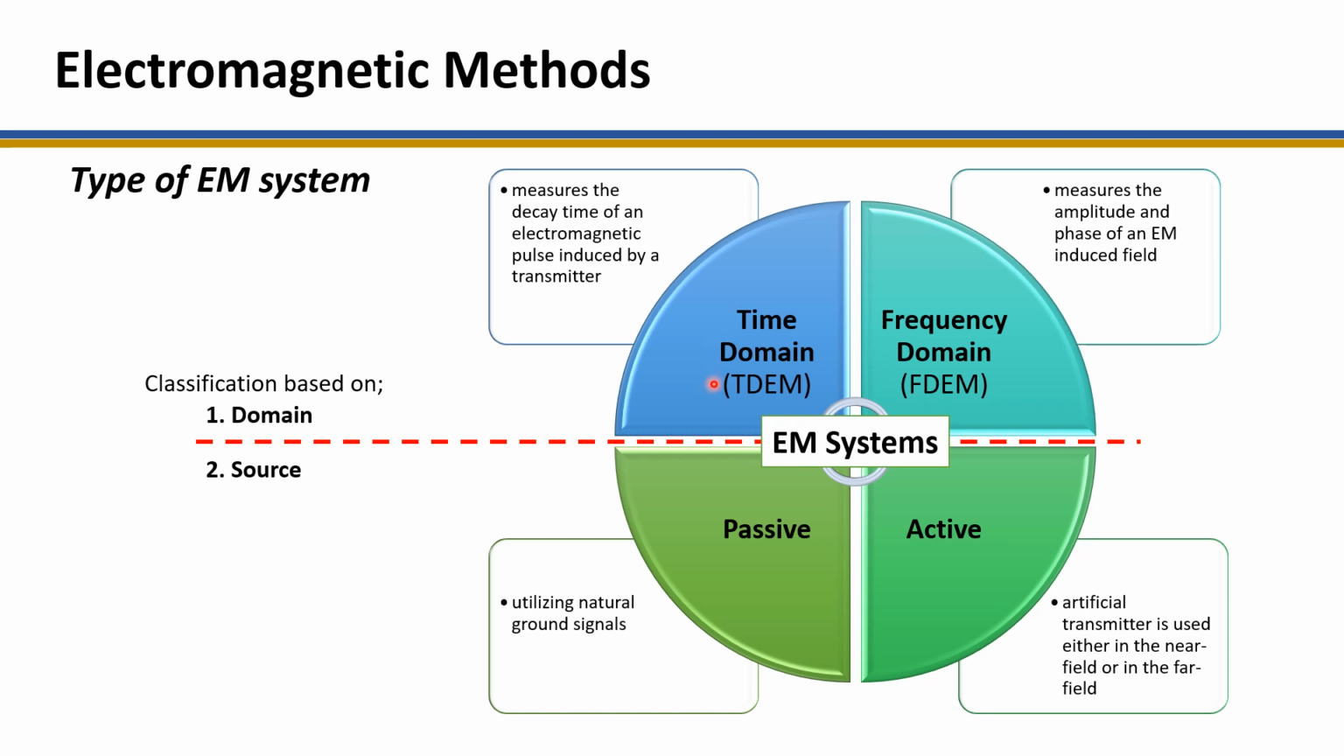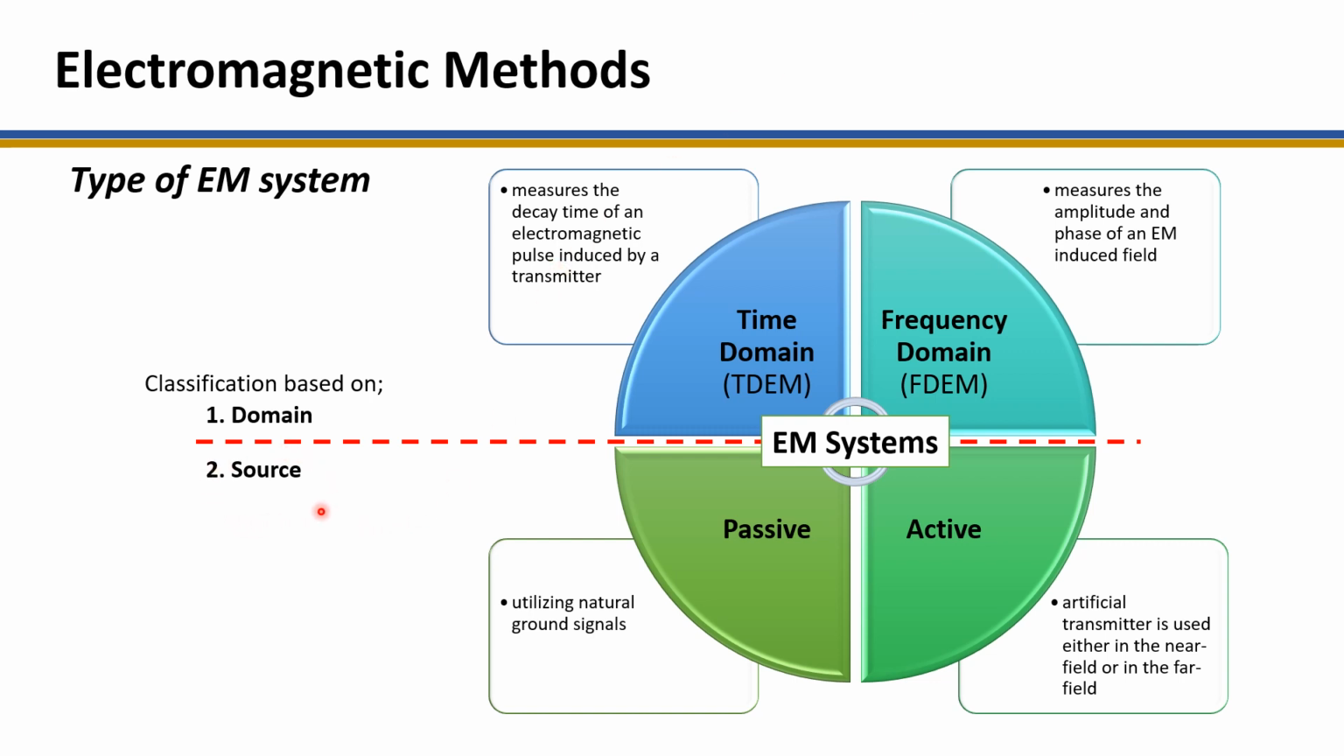The TDEM method involves the generation of a transient electromagnetic field, which is then measured at various locations. The measured data is used to calculate the electrical conductivity and magnetic permeability of the subsurface. While frequency domain electromagnetic involves the generation of a sinusoidal electromagnetic field, which is then measured at various frequencies. The measured data is used to calculate the electrical conductivity and magnetic permeability of the subsurface as a function of frequency. TDEM methods are also more sensitive to changes in electrical conductivity than FDEM methods.